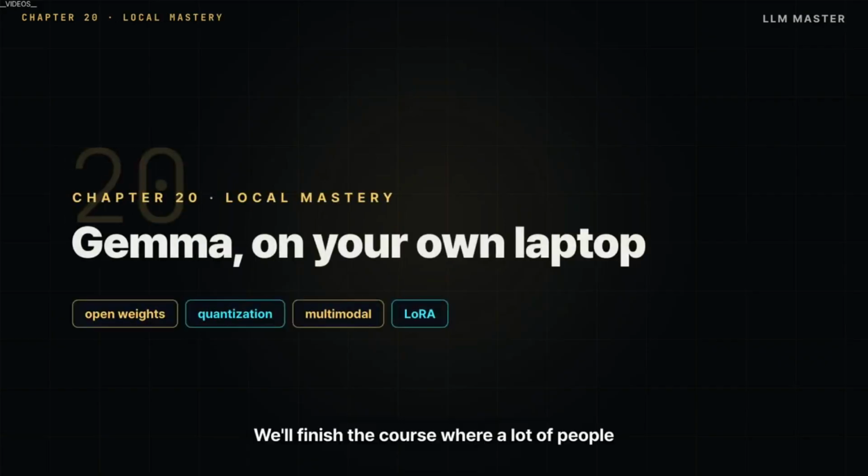We'll finish the course where a lot of people don't expect to end up, with a genuinely capable model running entirely on your own machine, no API key in sight. Gemma is an open, permissively licensed model family. Apache 2.0 style terms, weights you can download, inspect, fine-tune, and ship. That changes the economics and the privacy story completely.